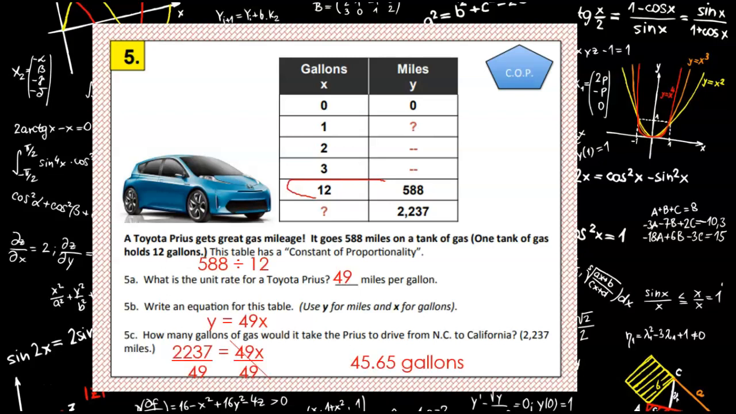All right, so that would be 588 divided by 12. So the unit rate for the Prius is 49 miles per gallon. That equation would be y is equal to 49x. Plug that into your equation and solve for x. So for the Toyota Prius, 2,237 miles, we would need 45.65 gallons of gasoline.